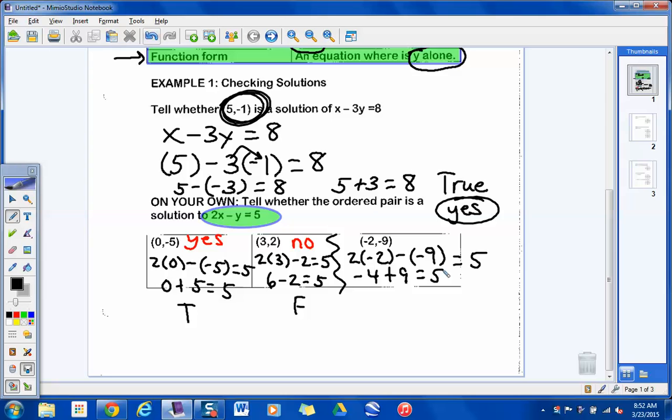If it equals 4, how come we put 5 in? Because that's what was written in the original equation. We're trying to see if we put a point in right here, if the left side's equal to the right side. So they're saying, is this point, when you plug that in for x and y, going to give you a true statement or a false statement? Make sense? Okay, so that's what's going on here.